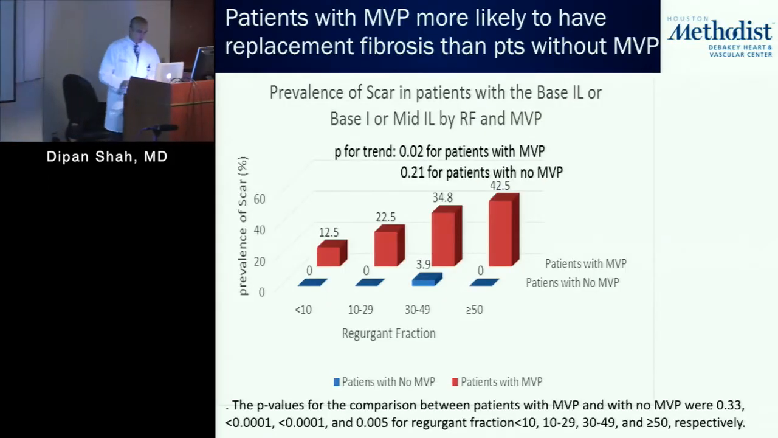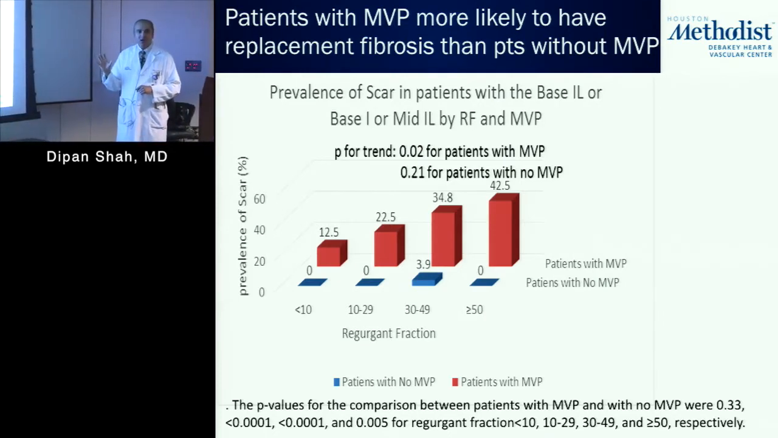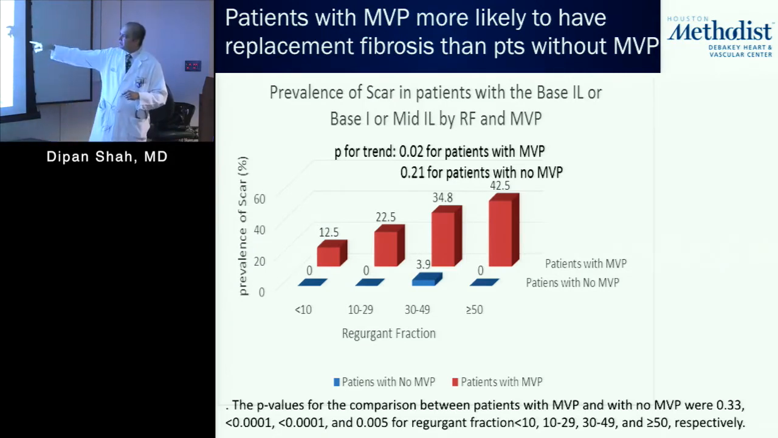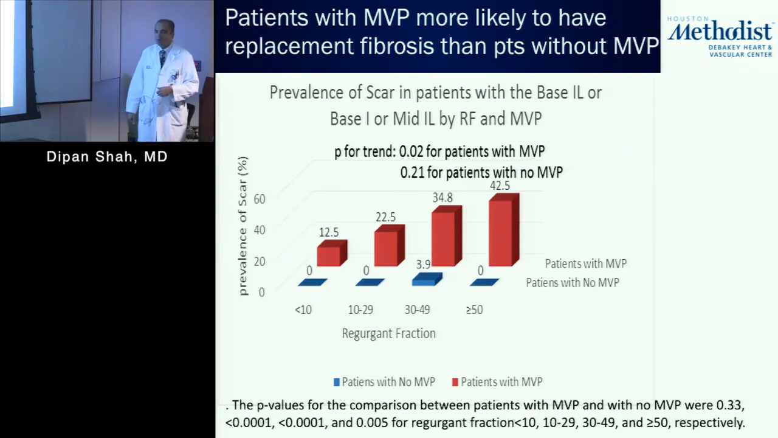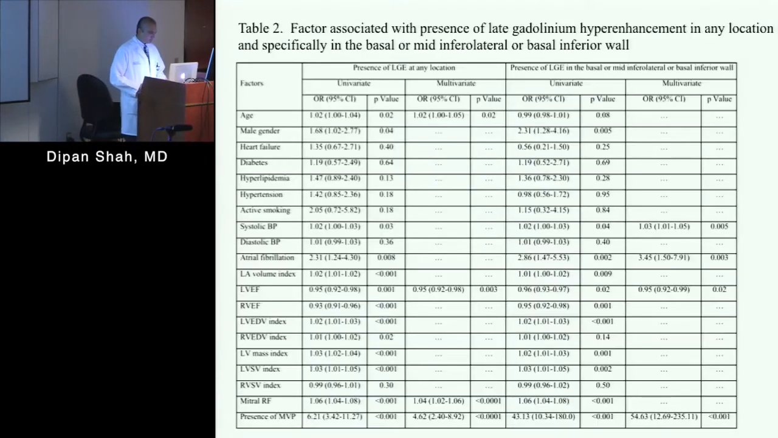What was also interesting was if you looked specifically at those areas of the left ventricle adjacent to the posterior papillary muscle, focusing on the inferior and infralateral walls, the non-MVP patients, almost none of them had fibrosis in that location, whereas the patients with MVP had an increasing prevalence of fibrosis based on the severity of mitral regurgitation.